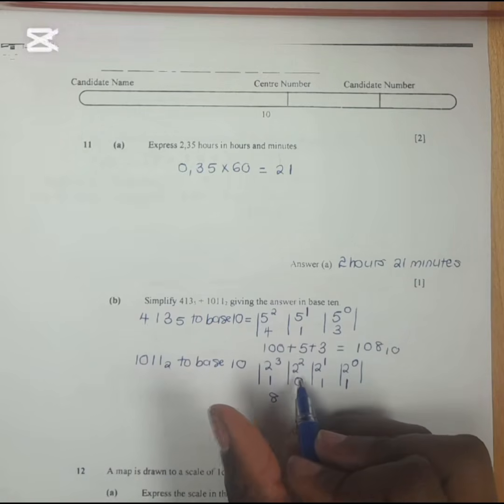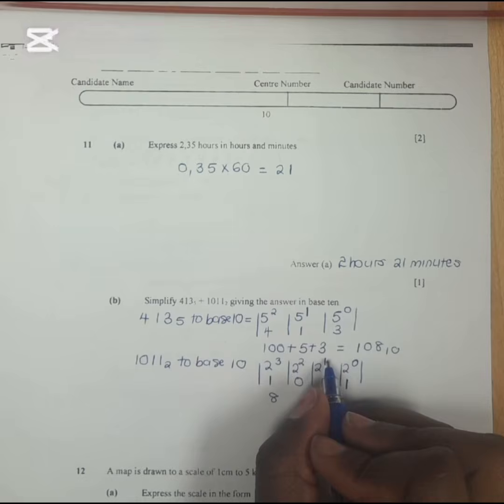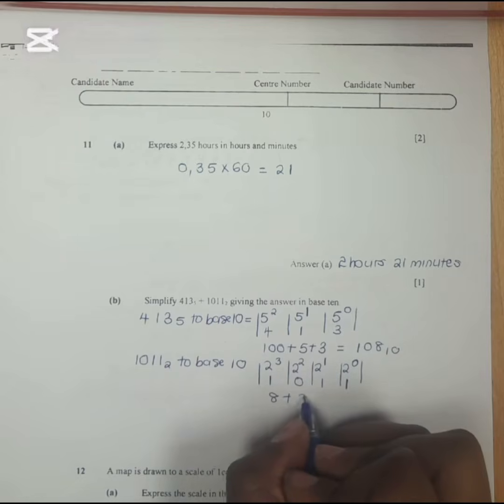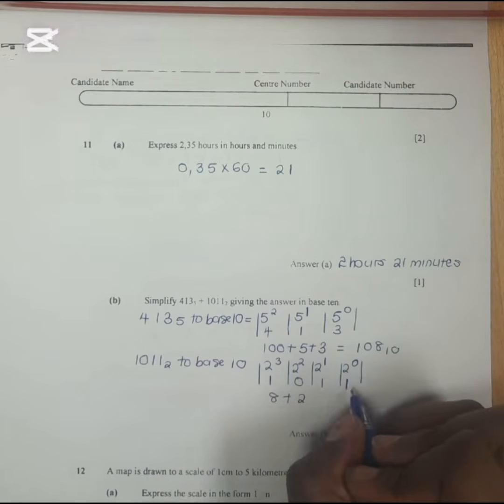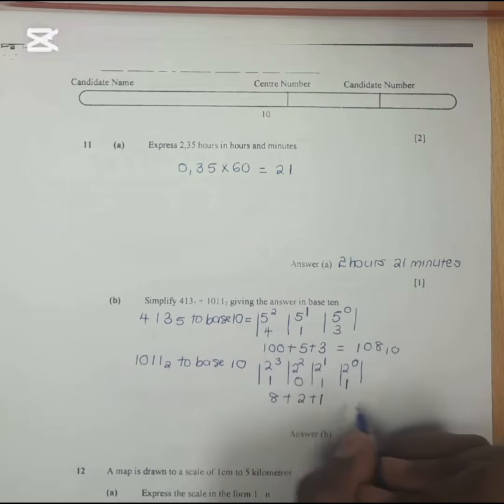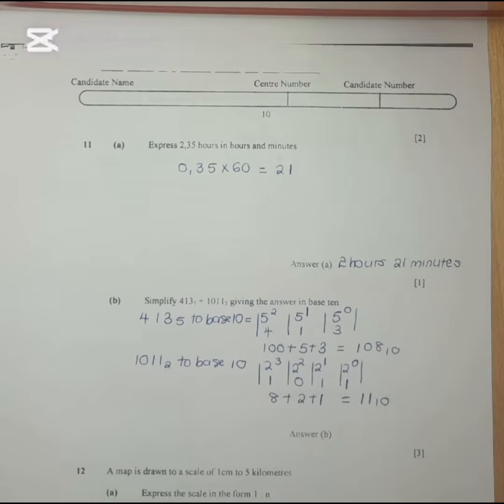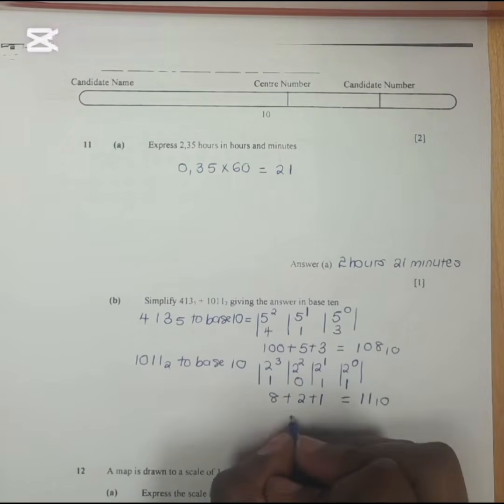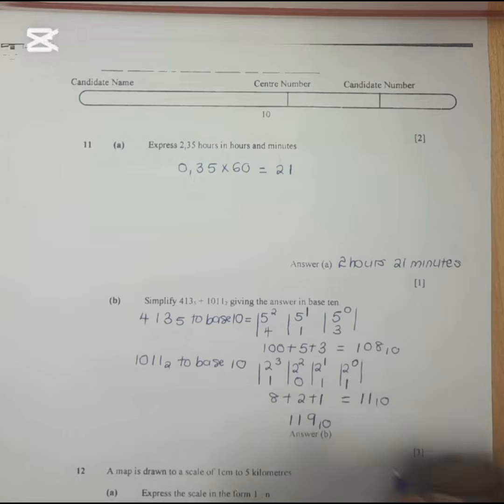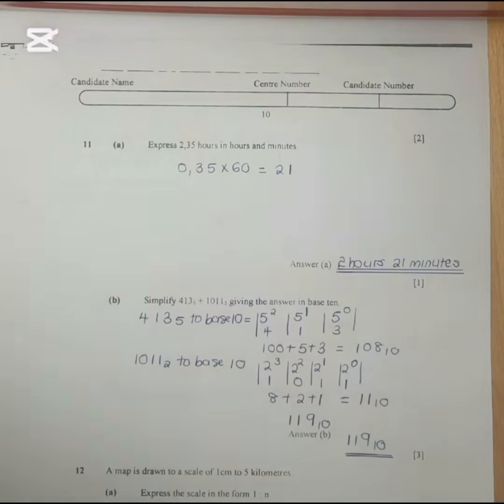2 to the power of 2 times 0, it is 0. 2 to the power of 1 times 1, we get 2. And then 2 to the power of 0 times 1, we get 1. So here it means that we are having 11 base 10. And then after that, we add 108 plus 11. We are going to get our final answer is 119 base 10. So this was the complete solution for number 11.